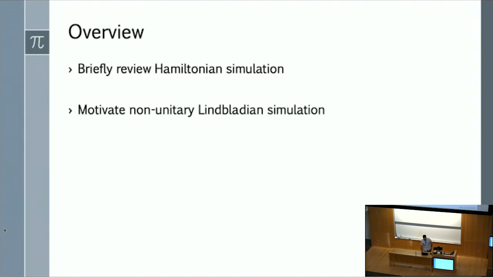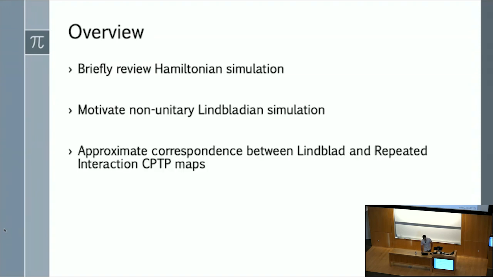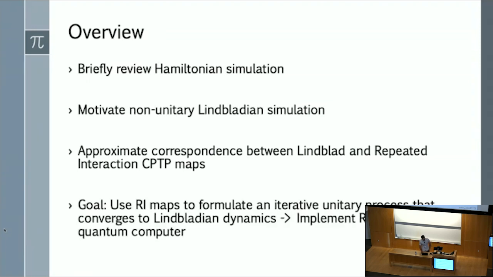I'll also briefly motivate Lindbladians, which was, again, already done quite nicely today. And then I'm going to talk about this approximate correspondence between Lindbladian equations and these things called repeated interactions, which are these completely positive and trace-preserving maps. And it's another way to do open system dynamics. And then we're going to use these maps that I discussed to formulate some iterative unitary process that will converge to these dynamics. And this will allow us to implement this on our computer.